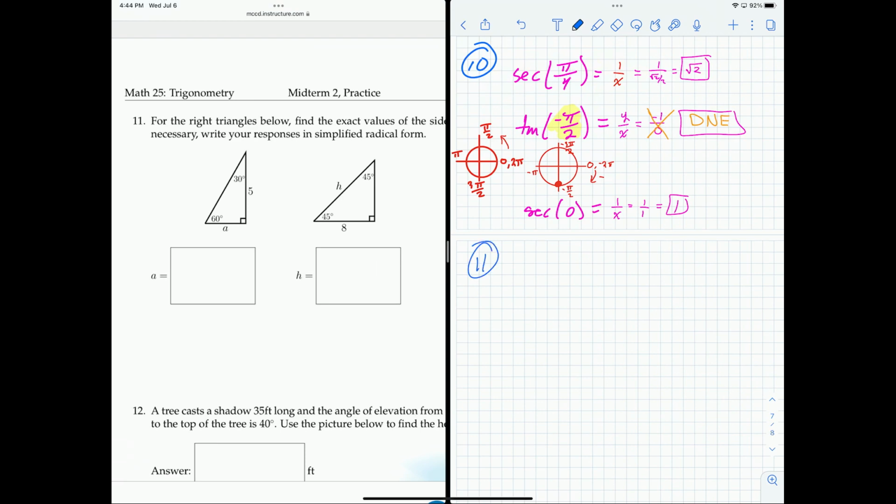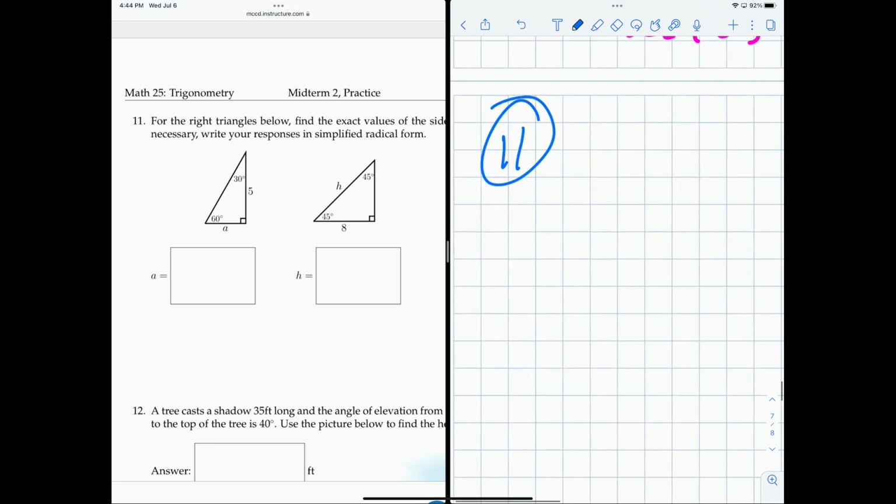11. All right. So 11 is just like that second problem that we did, actually.